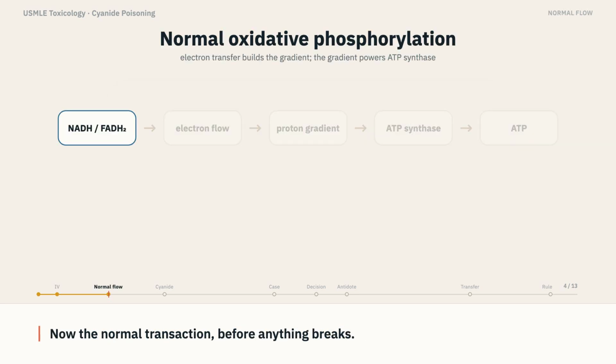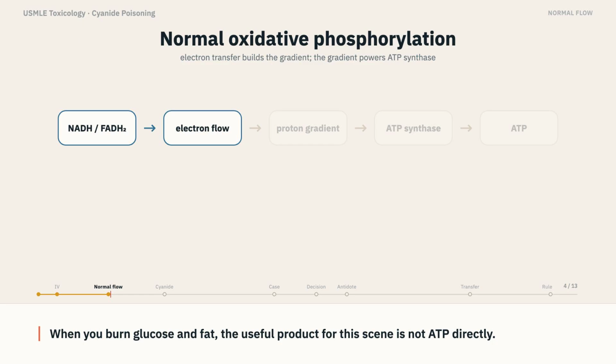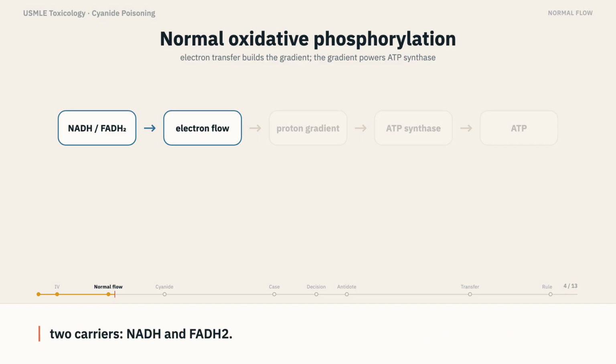Now the normal transaction, before anything breaks. Who pays whom, and what gets produced? When you burn glucose and fat, the useful product for this scene is not ATP directly. It is electrons. Glycolysis and the tricarboxylic acid cycle strip high-energy electrons off fuel molecules and load them onto two carriers, NADH and FADH2. Think of NADH and FADH2 as loaded delivery trucks. They are not the energy, they are carrying the energy, and they need somewhere to unload.